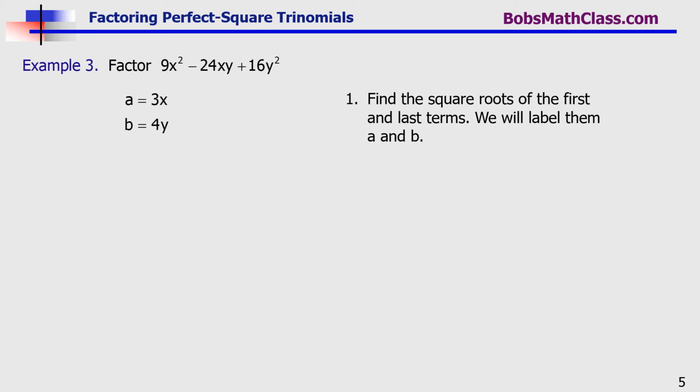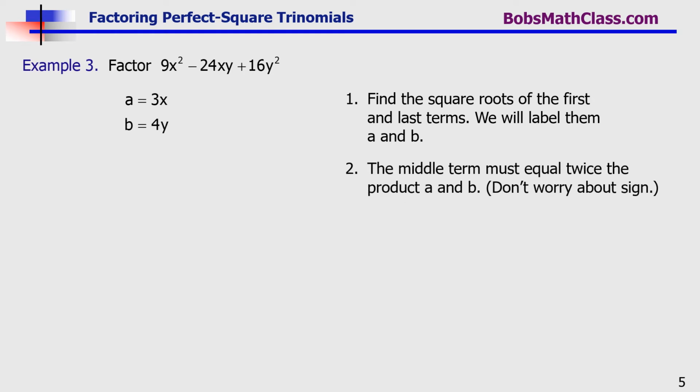Now our second part of the check. The middle term must equal twice the product of a and b. That's 2 times a times b. That's 2 times 3x times 4y. Multiply that, what do we get? That's 24xy. Is that our middle term? Yeah, it sure is, right?